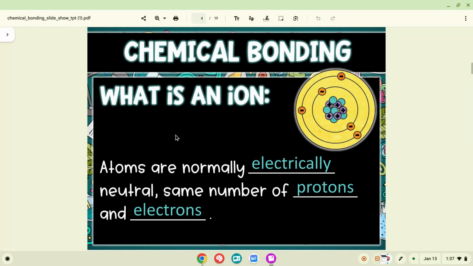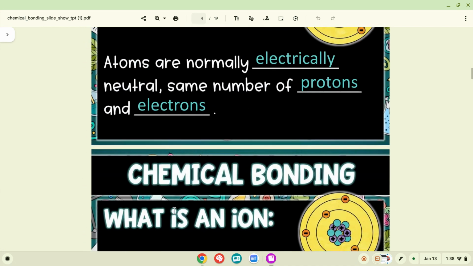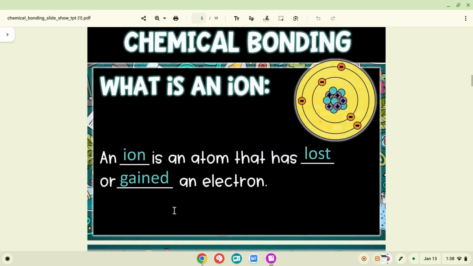So an ion is when you have more or less electrons than you would have if it equaled the protons. We already talked about this here. When plus equals minus, then there won't be a charge. It'll be neutral. An ion is not neutral. An ion is either a positive or a negative. Okay? If you have more protons, you'll be positive. If you have more electrons, you'll be negative. Okay? So an ion has lost or gained an electron.